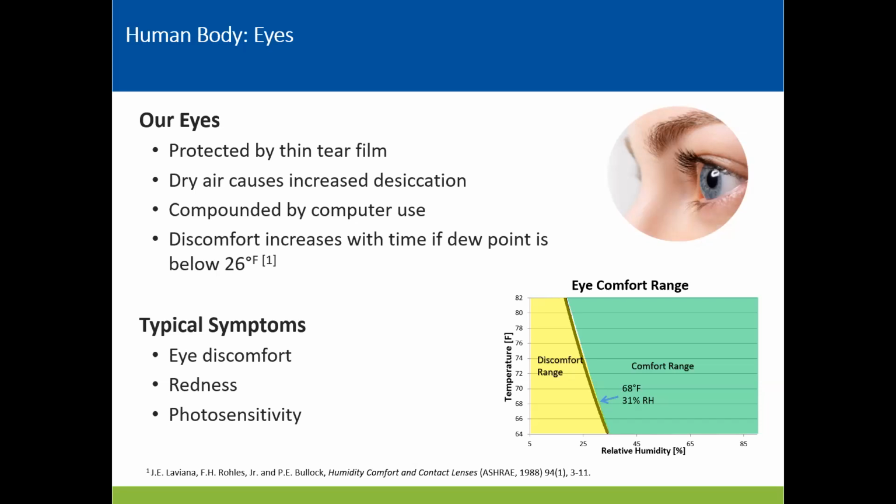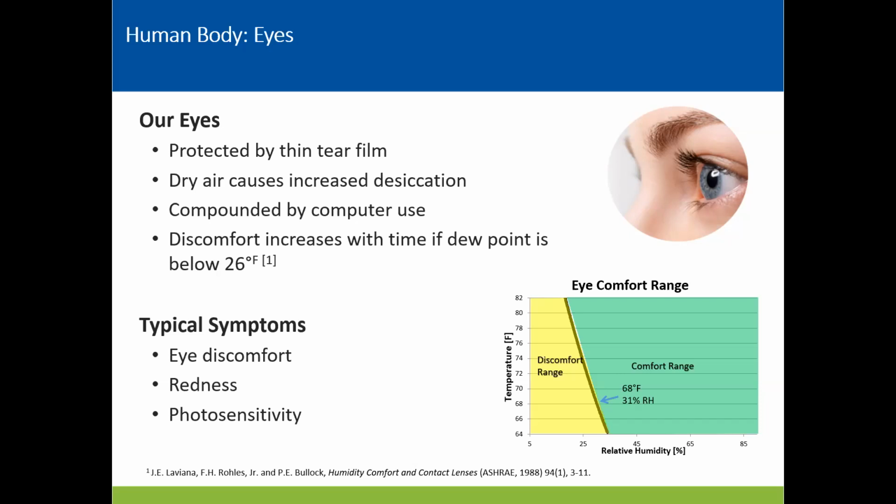First and foremost, our eyes. The eyes themselves need to stay wet in order to function properly. They're protected by a thin tear film that covers them and is refreshed every time you blink. In a very dry environment, though, that tear film is going to dry out and desiccate very, very quickly. And this is significantly compounded by computer use, especially some of the older style CRT ones, which are much, much less common these days, which will tend to cause your body to slow down the blinking rate as you stare into the screen and the light.